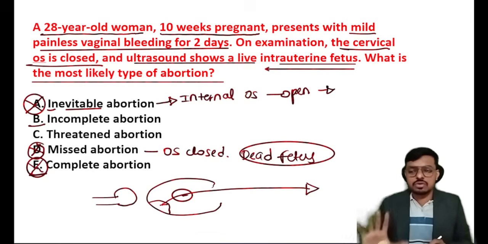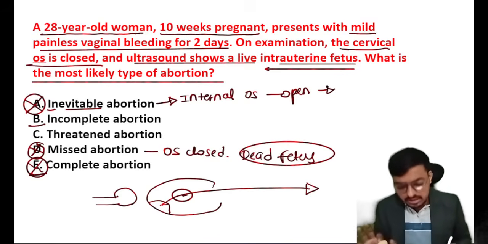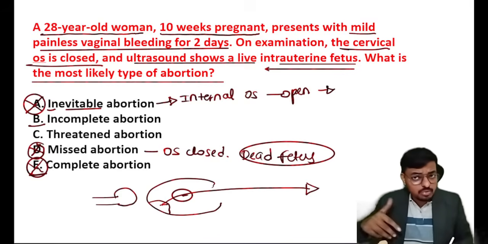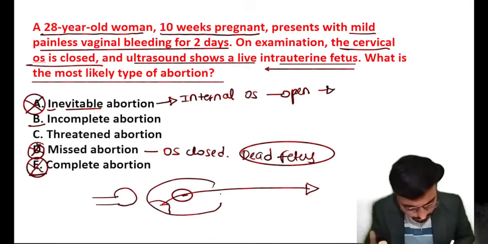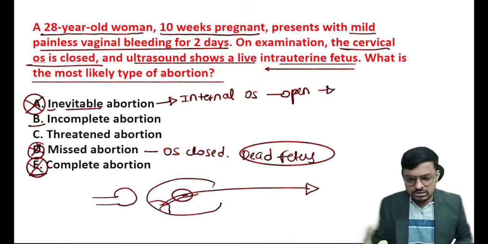Then we come to the second option, incomplete abortion. Incomplete abortion means the process of abortion starts and half of the product of conception comes out. Half of the placenta and half of the fetus come out of the uterus, and half remains inside, right?